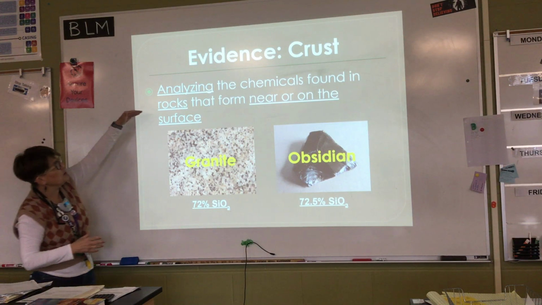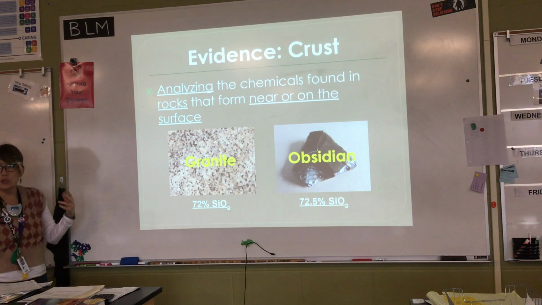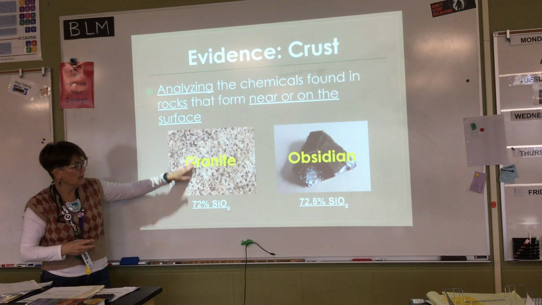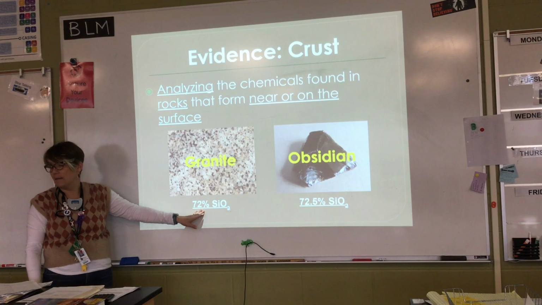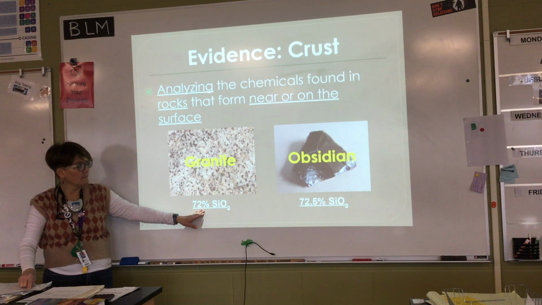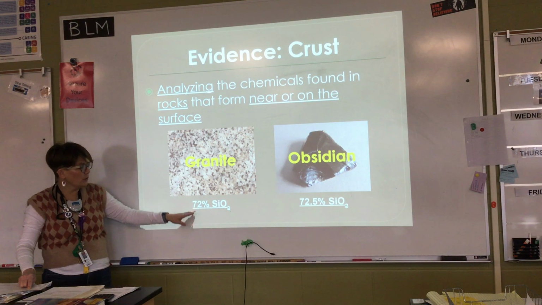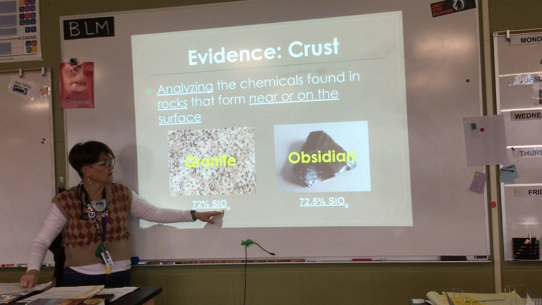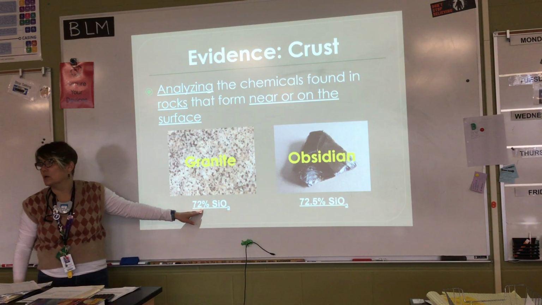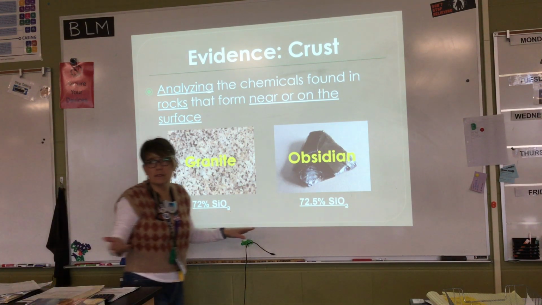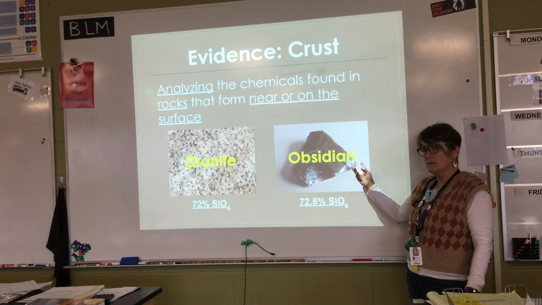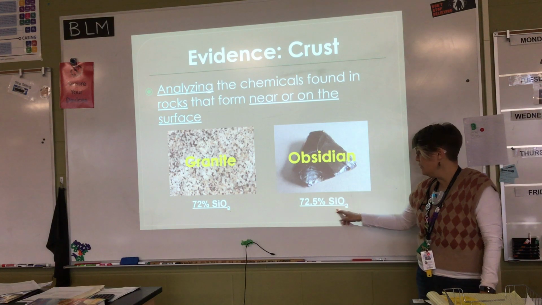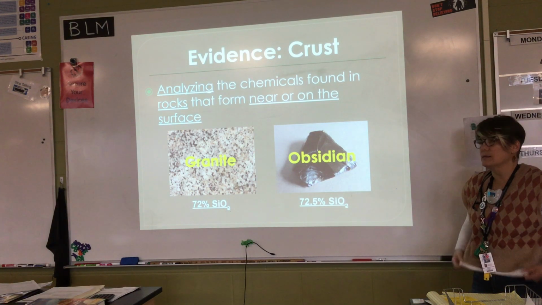We look at the chemicals found in those rocks. Now there's two things. I want you to look at granite, and I want you to fill in that it's 72% silica dioxide. Please write that on that little line next to granite. So when we look at the rock of granite, we see that it's 72% silica dioxide. That's a huge number. So that's why we know most of the crust is made of silica and oxygen. And then when we look at obsidian, we see that 72.5% of obsidian is silica dioxide.